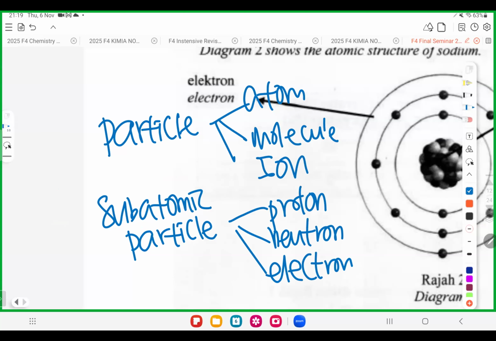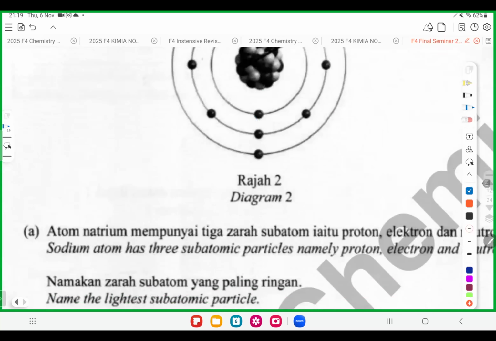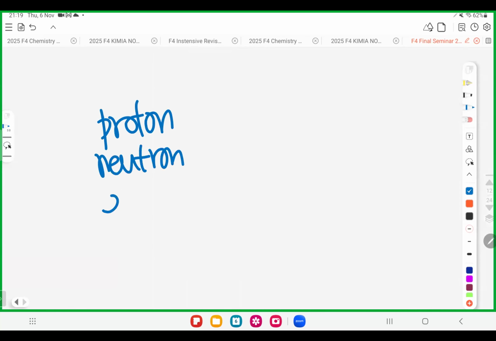Okay, so now what should we do here, everyone? Put your eyes on here. First of all, they ask you, what is the lightest subatomic particle? You all should know. Who is lightest? Electron. Okay, so this is something you learn in your Form 4. Proton, neutron, and electron.